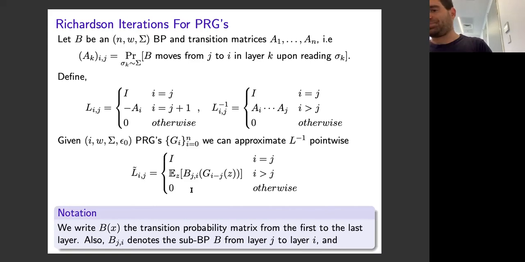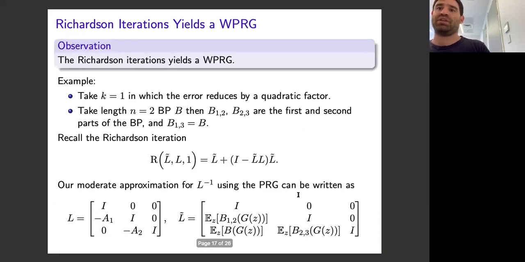So let's cut the story short. You just use a PRG to approximate these products, and this is quite standard. And sometimes even PRGs are constructed this way, so that they approximate this product. Good. So you use a PRG to approximate the inverse, or get a moderate approximation for the inverse of L. And now you simply use the Richardson iterations and see what that gives you.